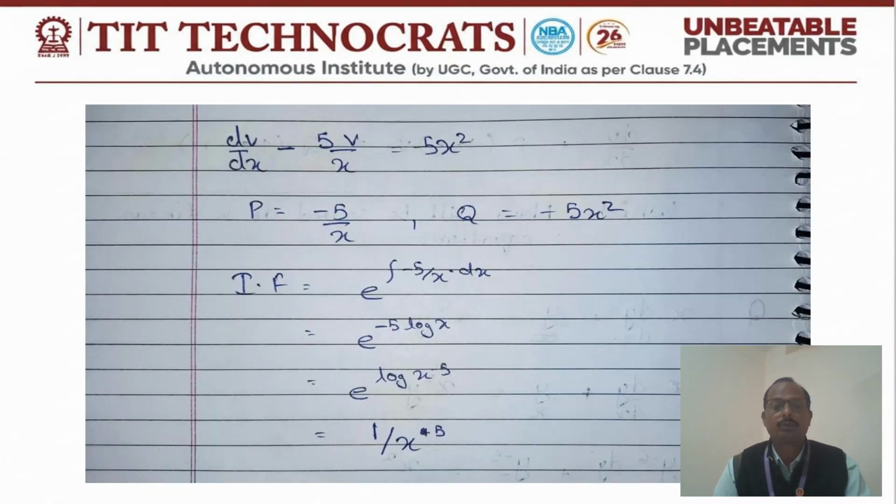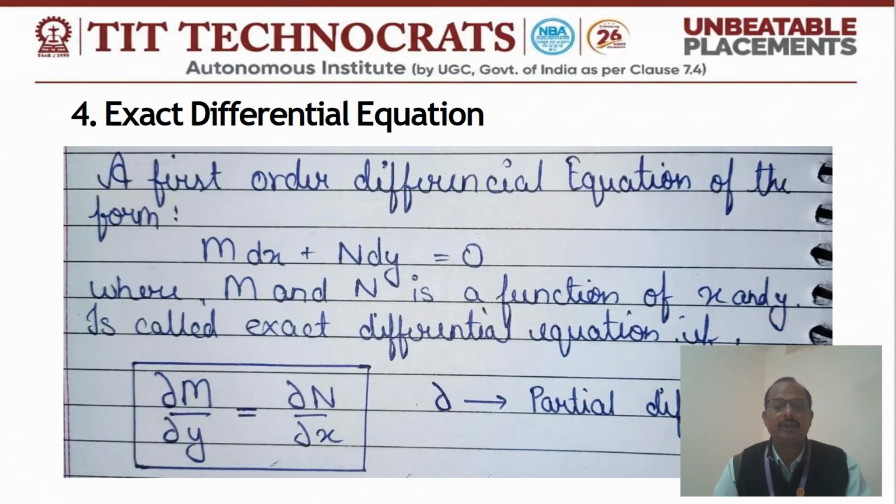Now we can proceed according to the rule of the linear Leibniz form. So p is minus 5 by x, q is minus 5x square. By getting I.F. as 1 by x to the power 5, we then put the values in the formula.